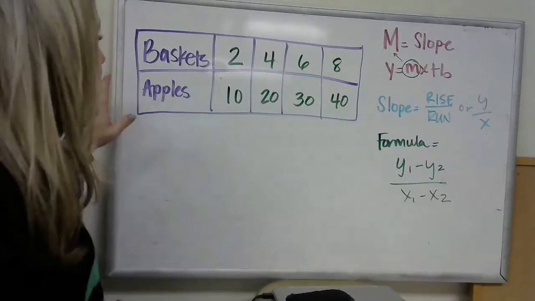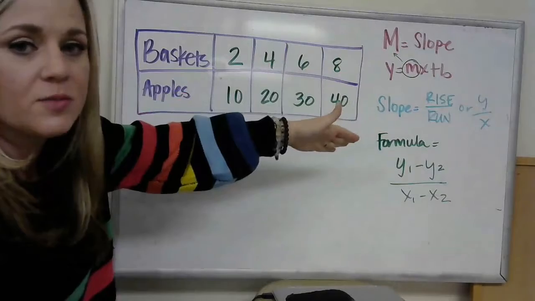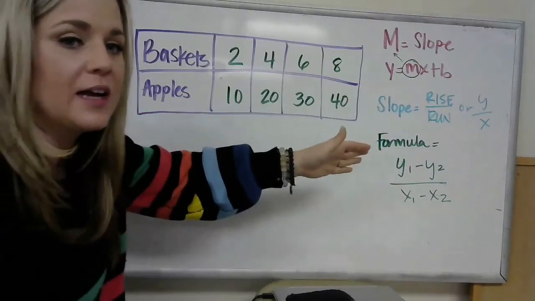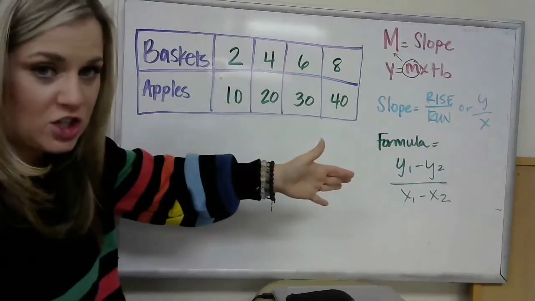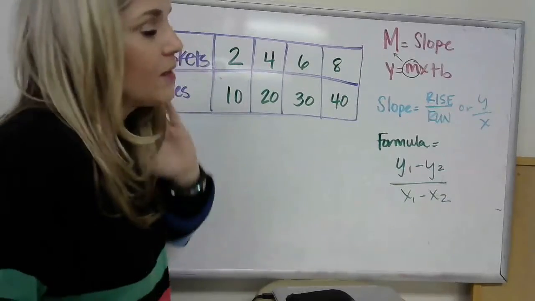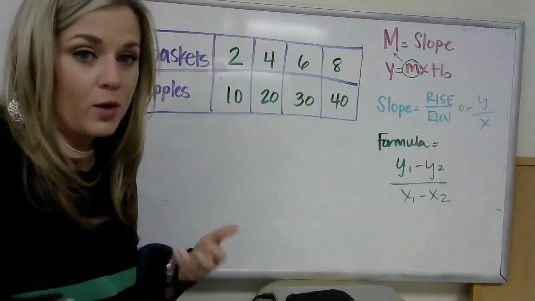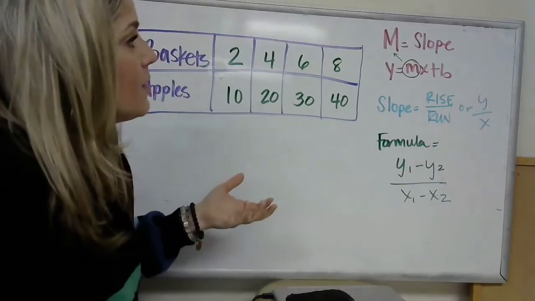So now we're just going to use this table of baskets to apples. And then I have over here some important stuff. If I were you guys, and I will add this to the cheat sheets, I would be writing this down for today. Of course, I'm going to put it in Google Classroom in the important information and tidbits.